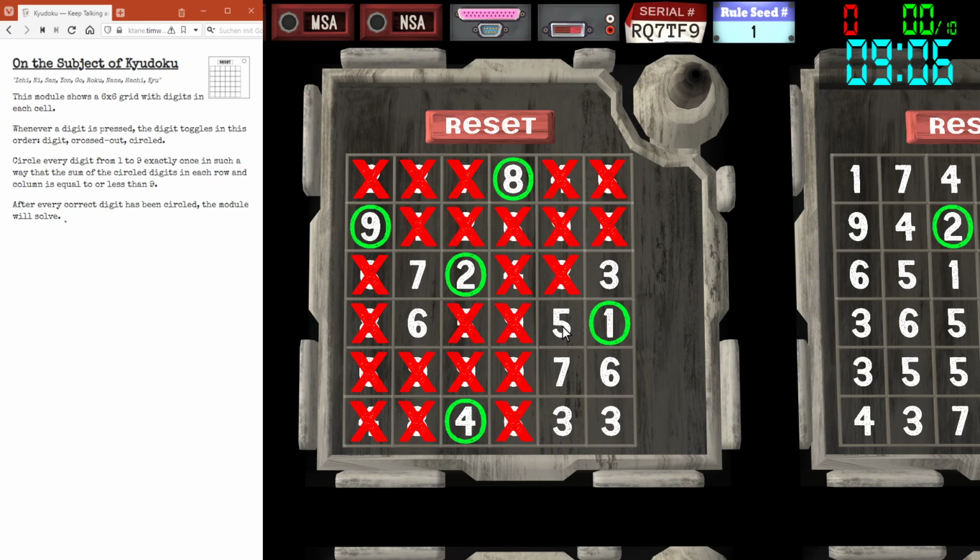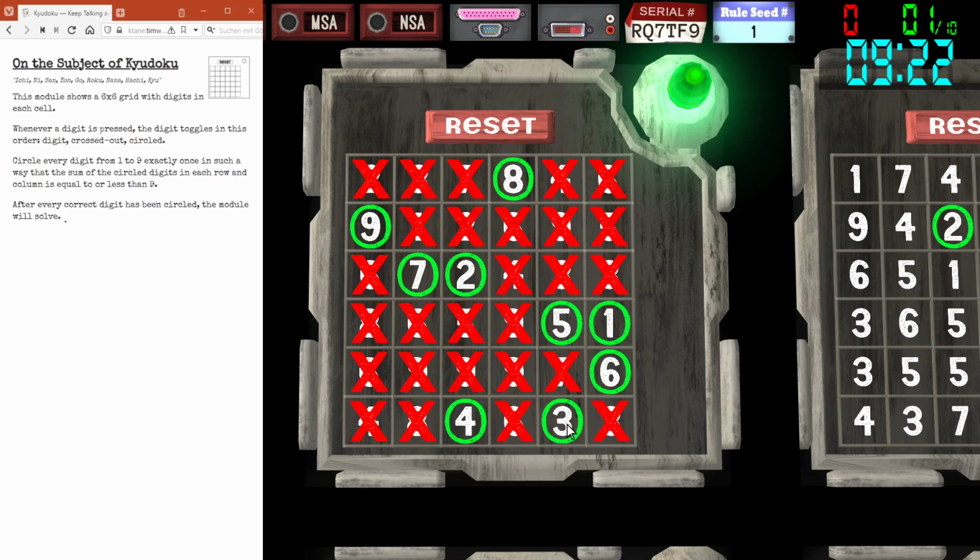We would now have to select this 5 here. This would still work. Now this 7 cannot be. We would now have to select this 7. This 6 cannot be. We would now have to select this 6. And if I see that correctly, yes, this in fact was the solution for it.